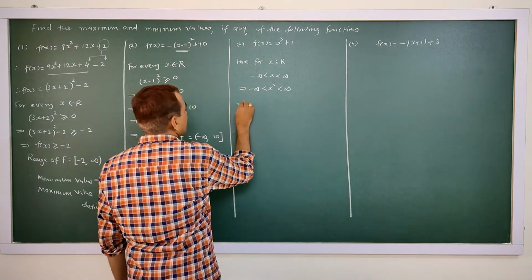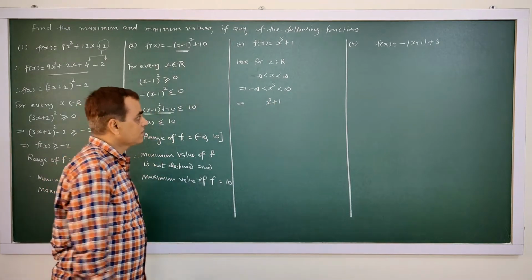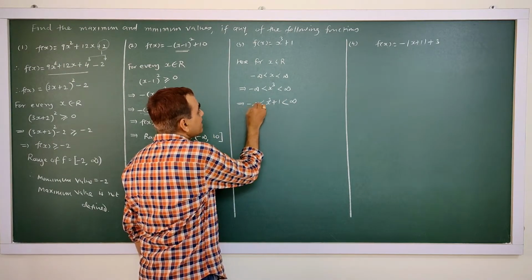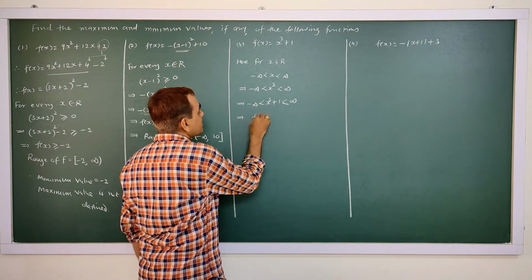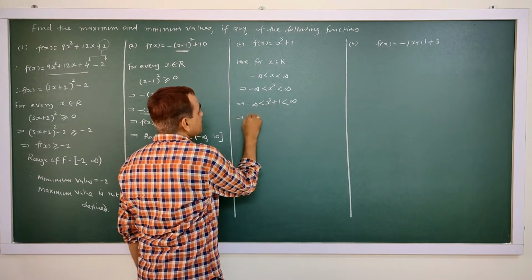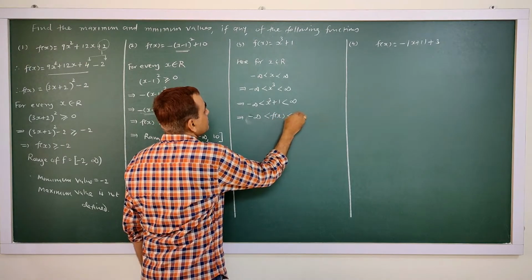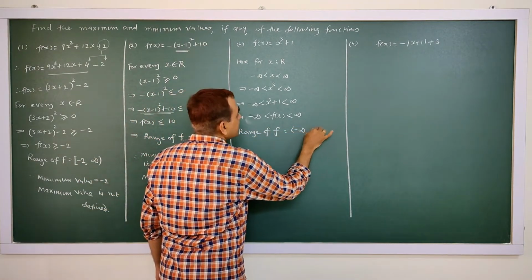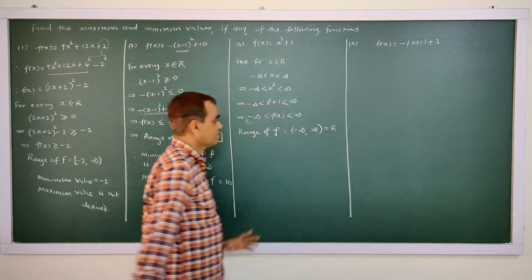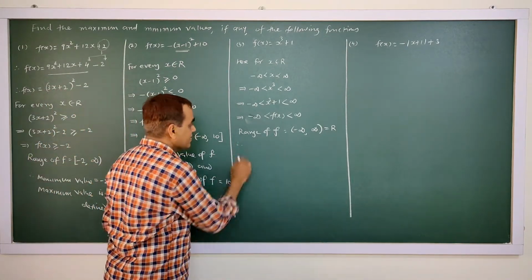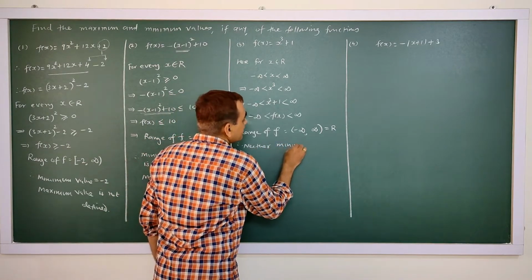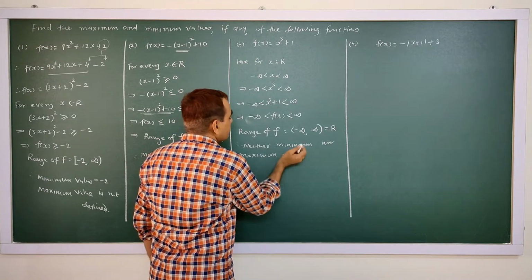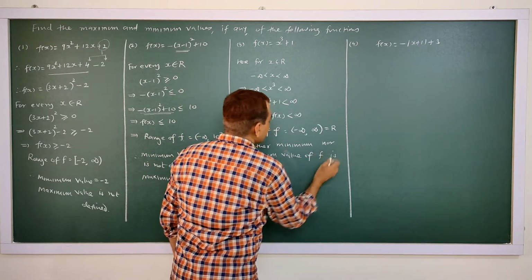Now adding 1 in x³. If 1 is added in infinity, then it remains infinity. 1 added in minus infinity, it remains minus infinity. That means the range of f(x) is the open interval (−∞, ∞), it is nothing but R. So maximum and minimum are not defined. Neither minimum nor maximum value of f is defined.